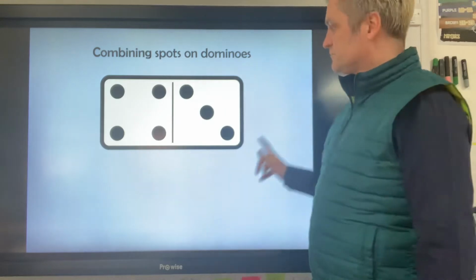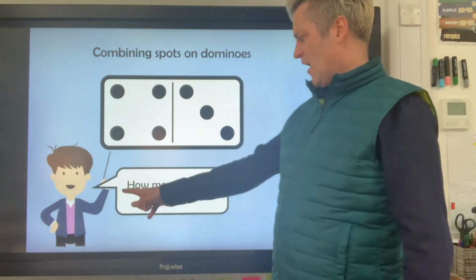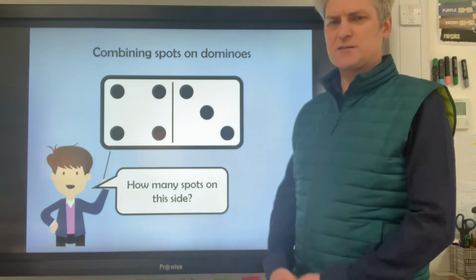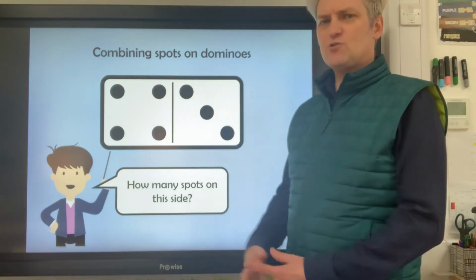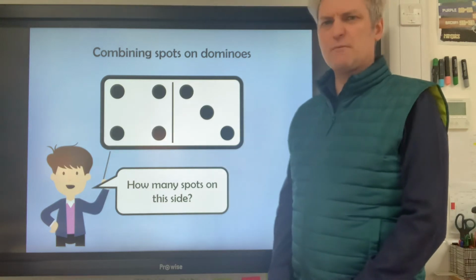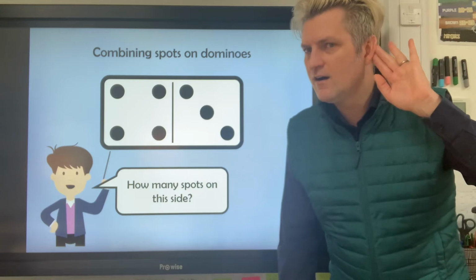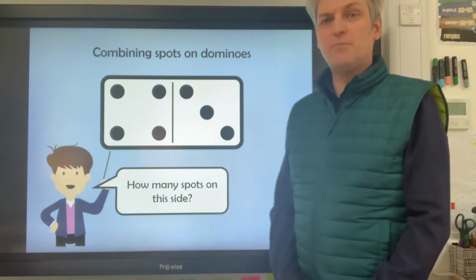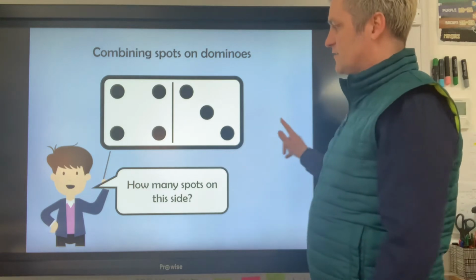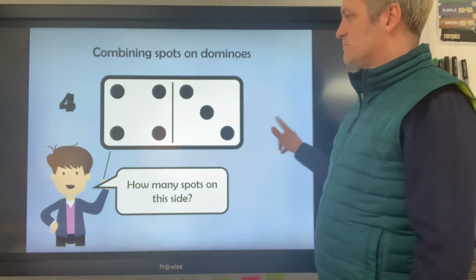Now, here we are, look, we've got a man down here and he said, how many spots are on this side? How many spots have we got here? Can you subitize that? Can you tell me without even counting? Shout it out, it's the number 4, well done. That is the pattern for the number 4. There we are, look, it tells us the number 4 there.